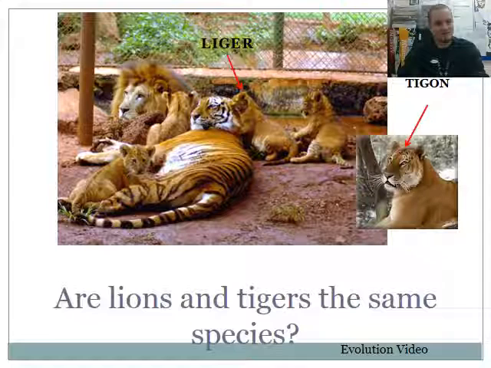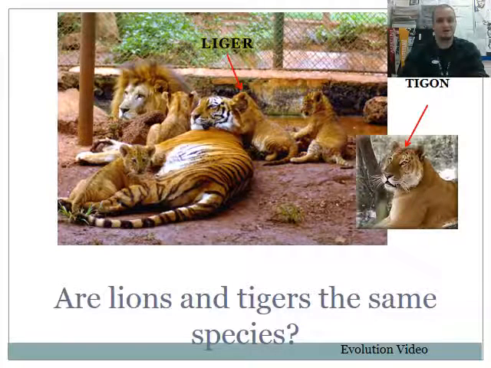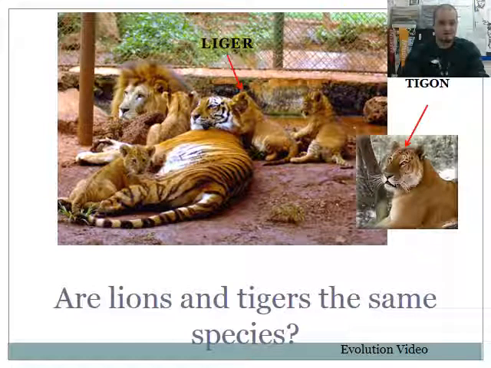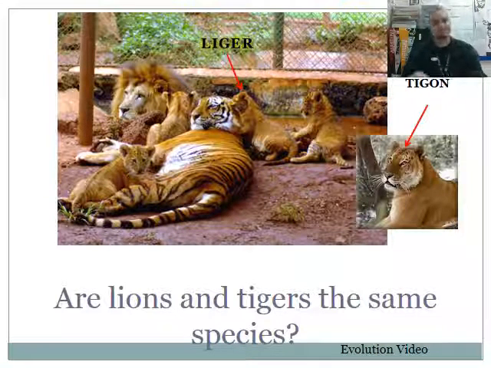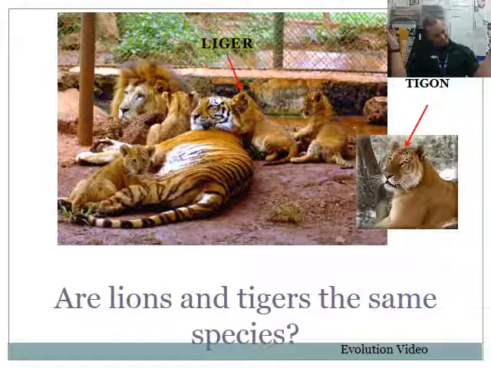Now, some of these things, when they go ahead and they actually have offspring, the tigon specifically, the tigons are gigantic. Like, they're twice the size you think they should be. But still, you cannot cross a liger and a liger or a tigon and a tigon to get offspring. Sorry.